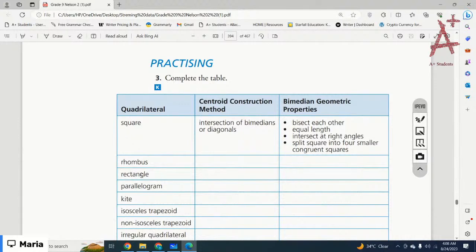Then for the rectangle, since the rectangle has right angles, the centroid is the intersection of the bimedians, as with the intersection of the diagonals. So just like diagonals, the bimedians of a rectangle intersect at 90 degrees. They are perpendicular. The rectangle bimedians divide the rectangle into four rectangles that are of the same design and orientation as the original rectangle, only with smaller dimensions. That is for the rectangle.